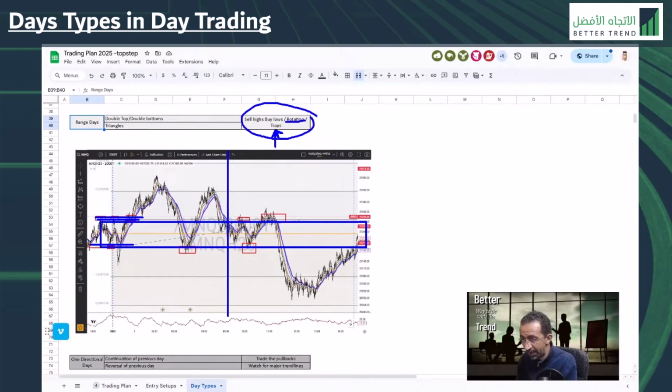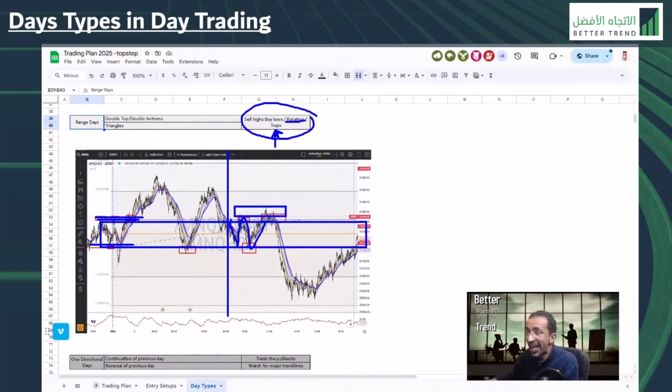So this is the range. I'm coming here, market is here. So the market should go to the low of the range, to the high of the range, to the low of the range, to the high of the range. Don't jump into a breakout. Range day is a range day.